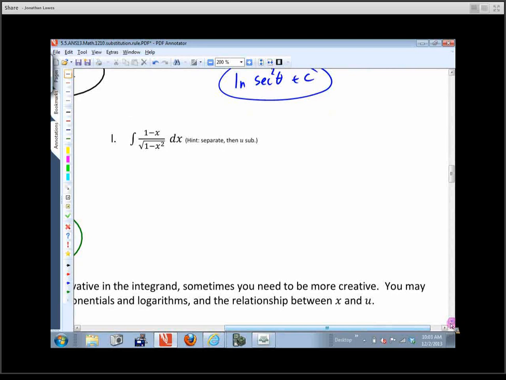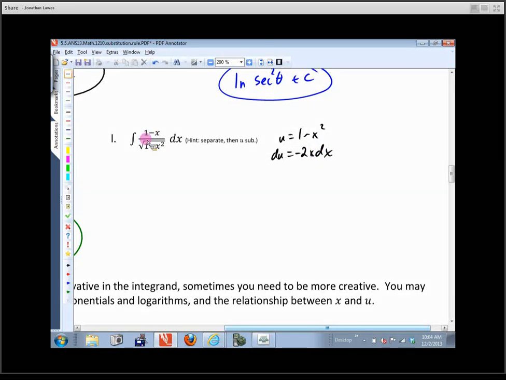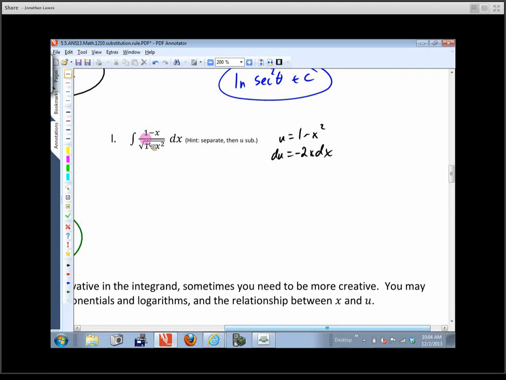This is a little bit more complicated. We could choose u to be 1 minus x squared, but then the derivative of that is only negative 2x dx. And I've got this other 1 floating around there. The negative is fine. We can deal with that. But this one's a little bit more complicated. If you let u equal 1 minus x squared, that doesn't take care of the whole thing. It comes close, but not the whole thing. So we're going to do this in just a second. But let me go ahead and erase this. Here's the hint: separate and then do a u substitution.